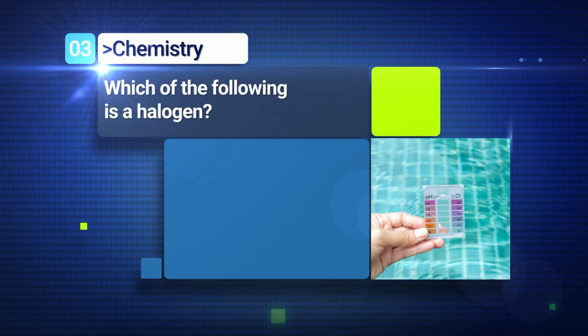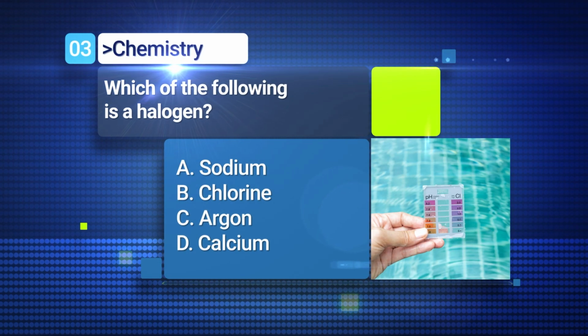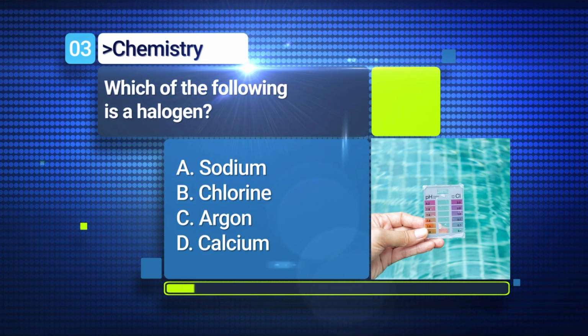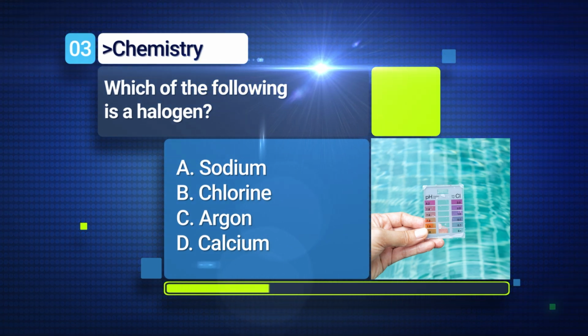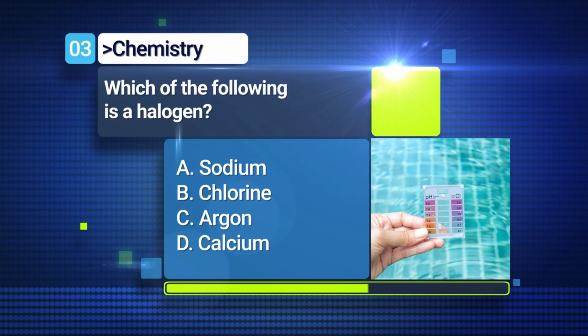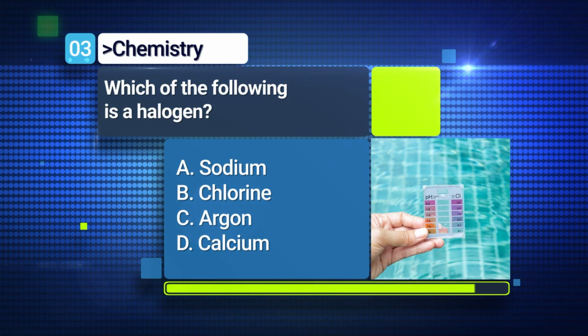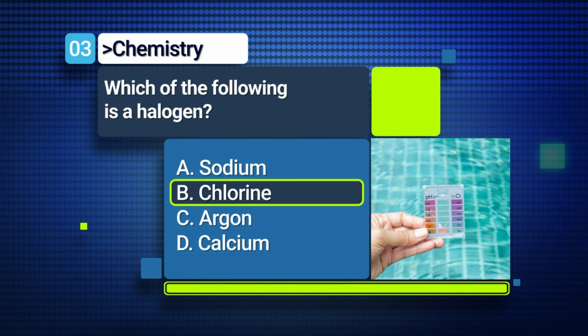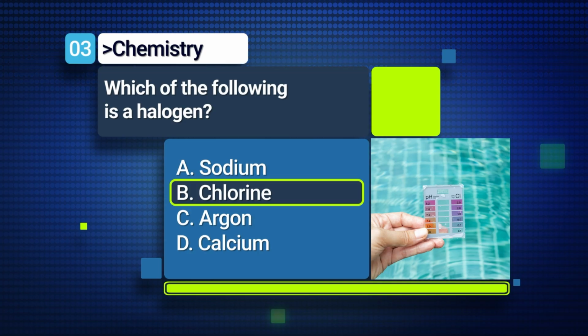Question 3. Which of the following is a halogen? A. Sodium. B. Chlorine. C. Argon. Or D. Calcium. The answer is B. Chlorine.